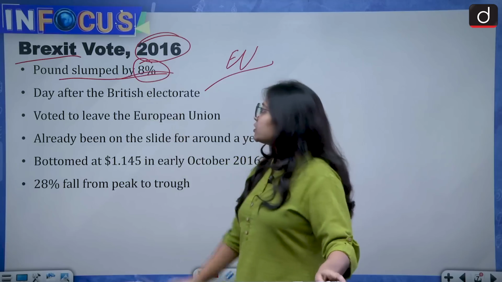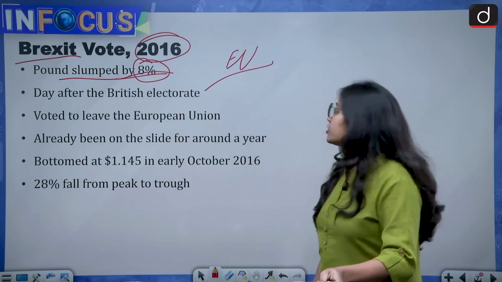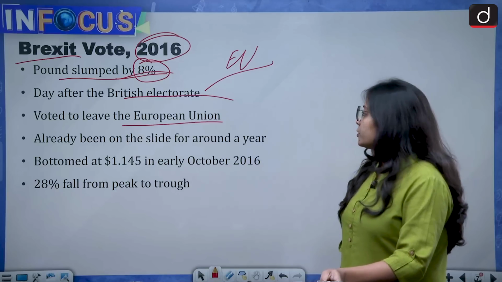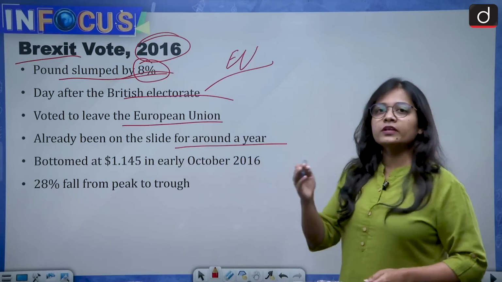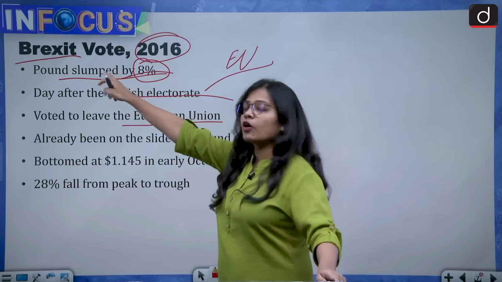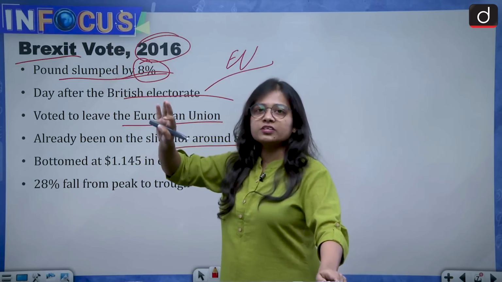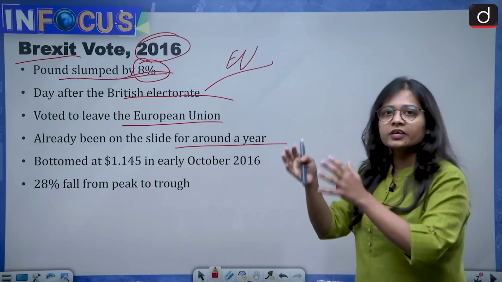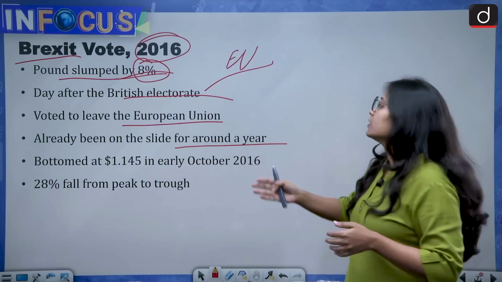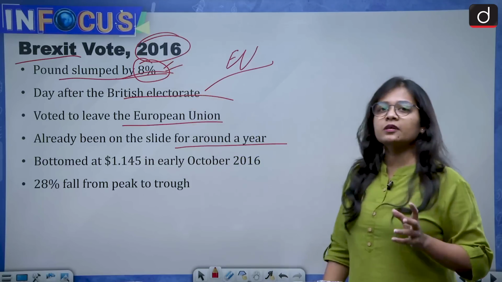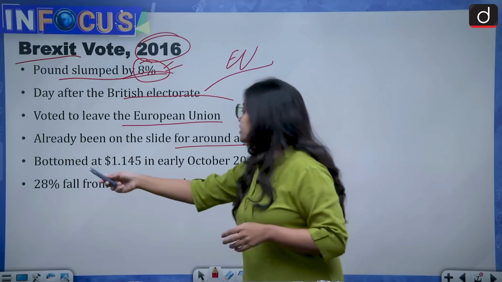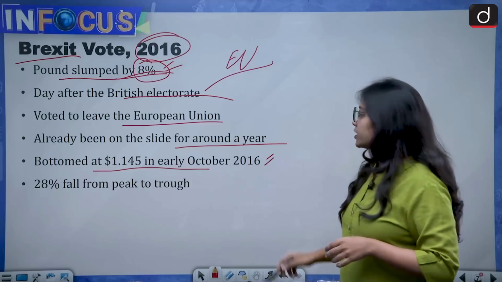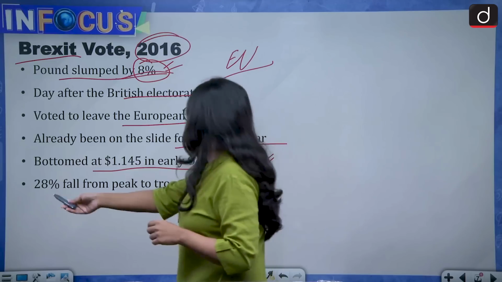Then the pound slumped by 8%, a day after the British electorate voted to leave the European Union, and it had already been on a slide for around a year. Because of the news going around about Brexit in 2016, the pound was already losing its shine, and when the news came out that Britain would leave, the pound slumped 8% and reached a bottom of $1.145 in October 2016, which is around a 28% fall from the peak.